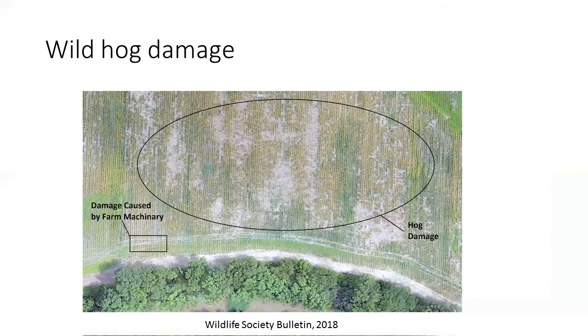So you see that damage caused by farm machinery. Using just the simple RGB, red, green, blue camera that comes with the drone, they were able to identify and differentiate that damage that was out there. It had about a 78% accuracy. And the biggest thing was the time savings factor.